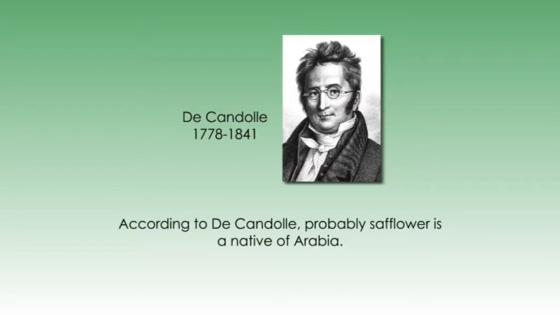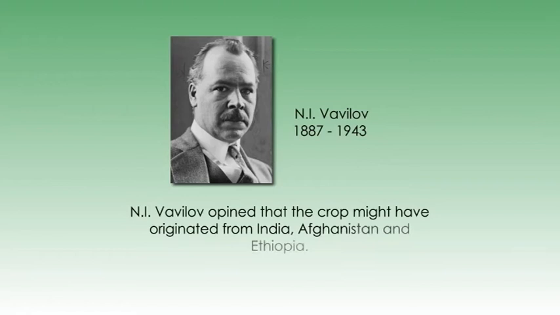Now let's come to origin. According to Dekander, probably safflower is a native of Arabia. However, Vavilov opined that the crop might have originated from India, Afghanistan, and Ethiopia. Safflower is one of humanity's oldest crops. Chemical analysis of ancient Egyptian textiles dated to the 12th dynasty identified dyes made from safflower, and garlands made from safflowers were found in the tomb of the pharaoh Tutankhamun.